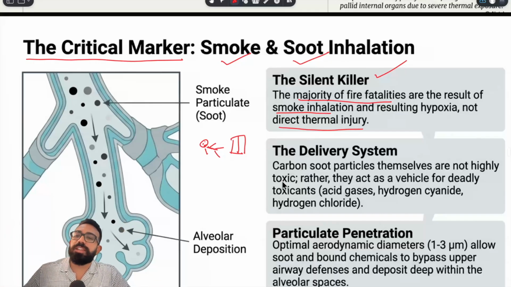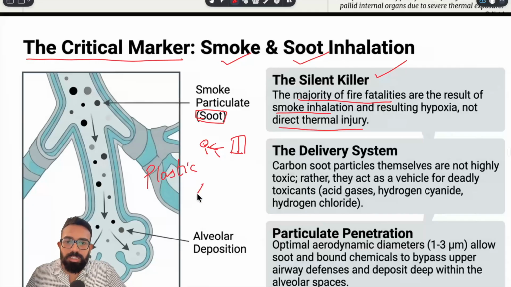Now, in the respiratory system, when these soot particles go in, the soot particles themselves are not that toxic. But what happens is that modern household items, and in general all modern items, are made of plastic. They are made of chemicals which are highly toxic.